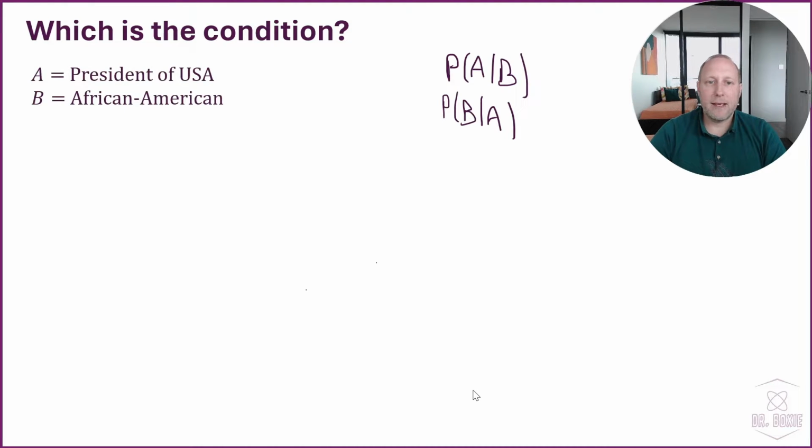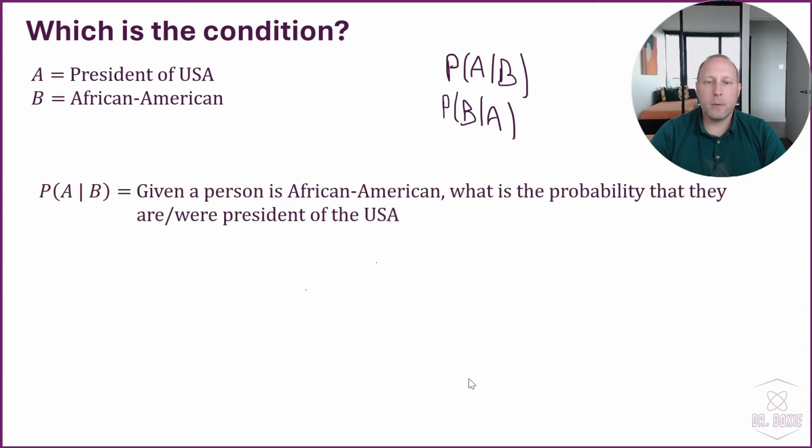So let's say that event A is being or having been president of the US, and B is being an African American. If I look at the probability of A given B, what does that mean? What I'm actually looking at is, given that we are considering an African American, what is the probability that that person is or has been president of the USA? Well, the answer to that is, out of the whole total group of African Americans, which is approximately 40 million people, one of them, namely Barack Obama, has been president of the USA.